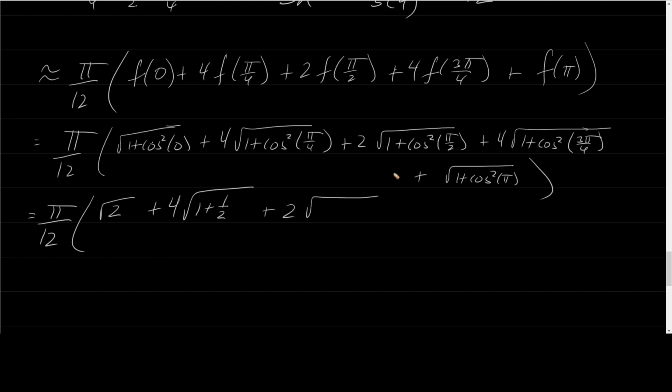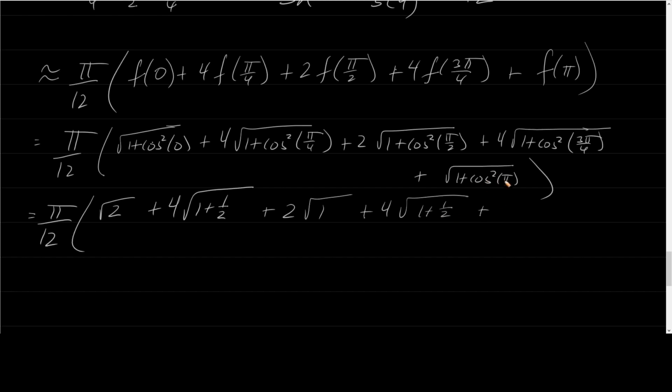Plus 2 times the square root of, well, cosine of pi over 2 is 0. So I have 0 squared plus 1, that's 1, plus 4 times the square root of, well, cosine of 3 pi over 4 is negative radical 2 over 2. But I'm squaring that, so I have negative radical 2 over 2 squared. Negative times negative is positive. The radical squared is just 2, and then 2 squared is 4, which is 1/2. So in there, I end up with 1 plus 1/2 once again.